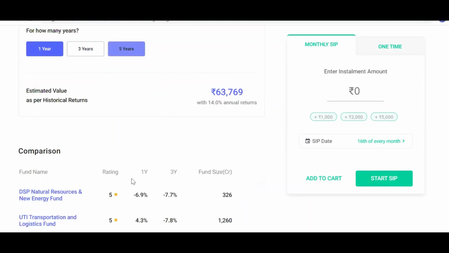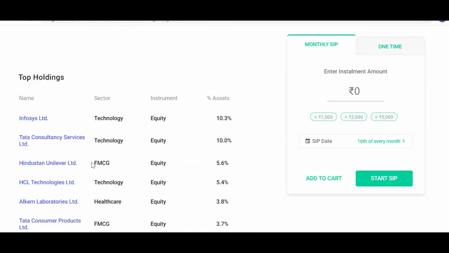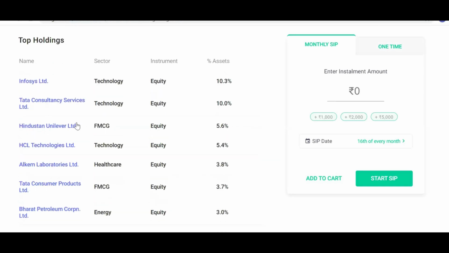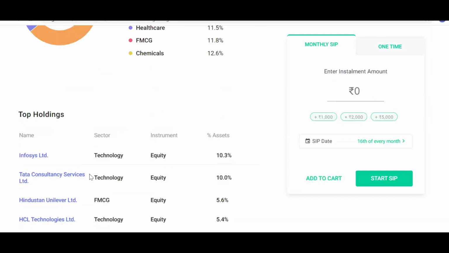And the companies that it gets involved with, sector wise, if we see, it has 9% in engineering, then 9% in energy, technology has 31%, healthcare 11%, FMCG 11%, chemical 12%. Okay, so top holdings include Infosys, Tata Consultancy, Hindustan Unilever, and these are the top 10 holdings of this particular fund.